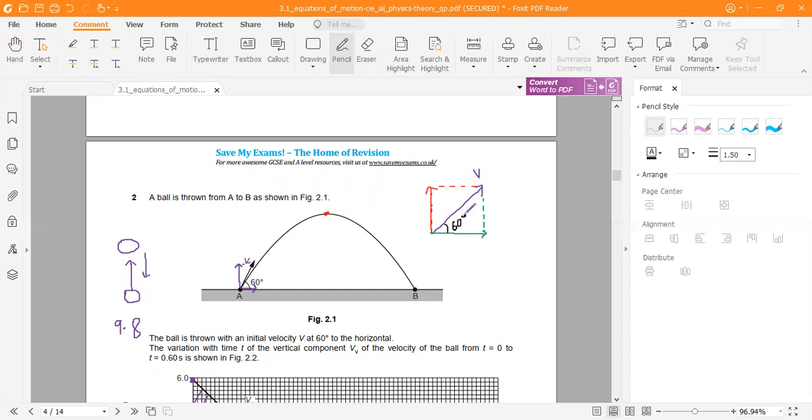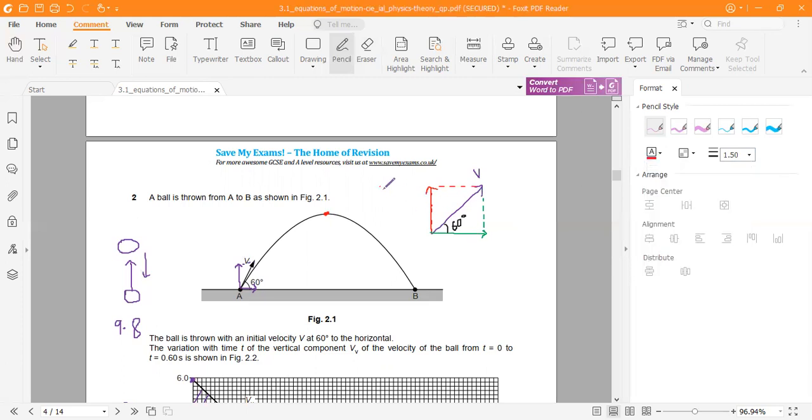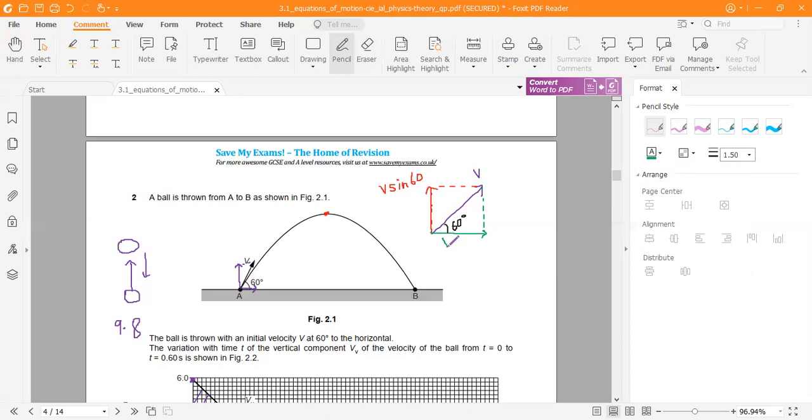This is 60 degrees. From here I can see easily that this red vertical component becomes v sine 60, where v is the initial speed, and this part basically becomes v cos 60. Okay, clear?